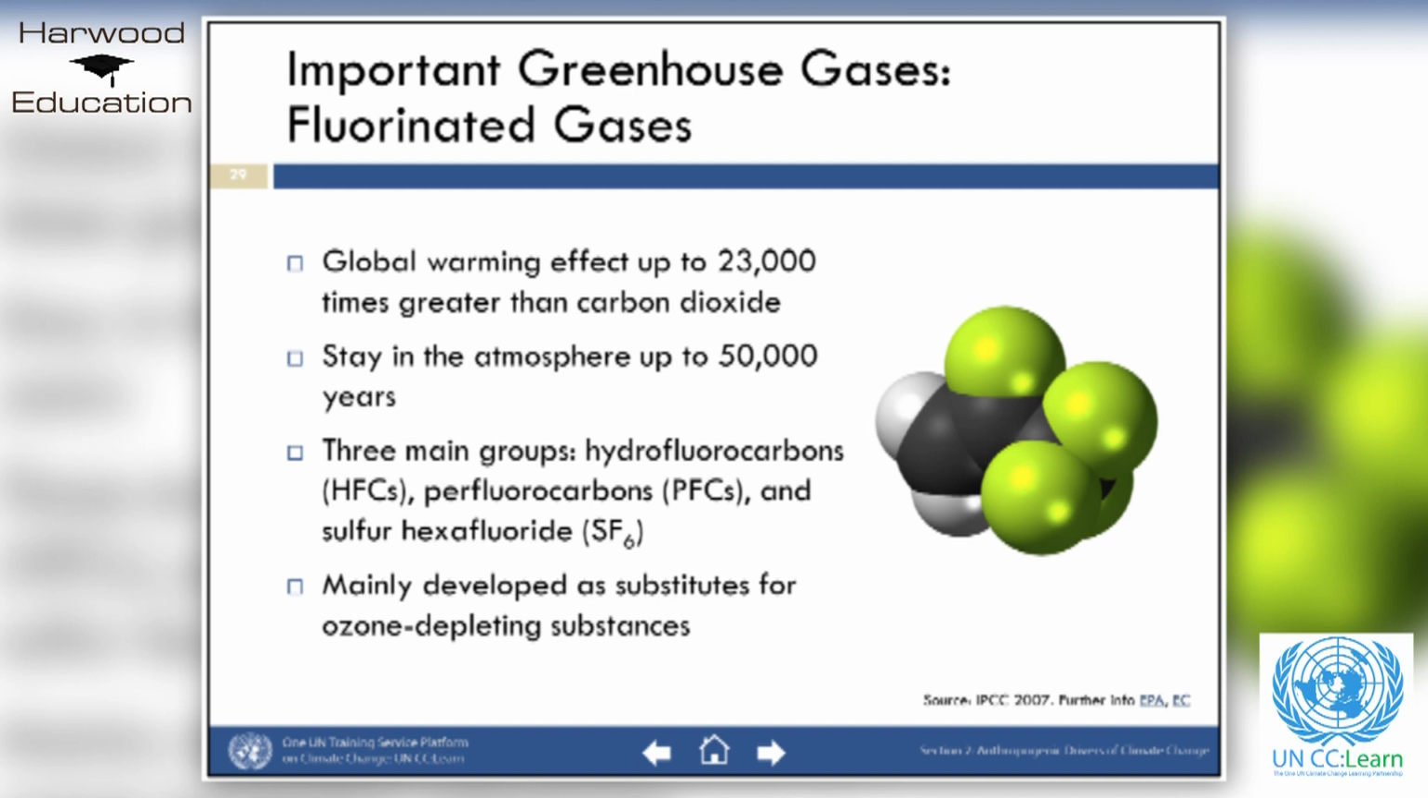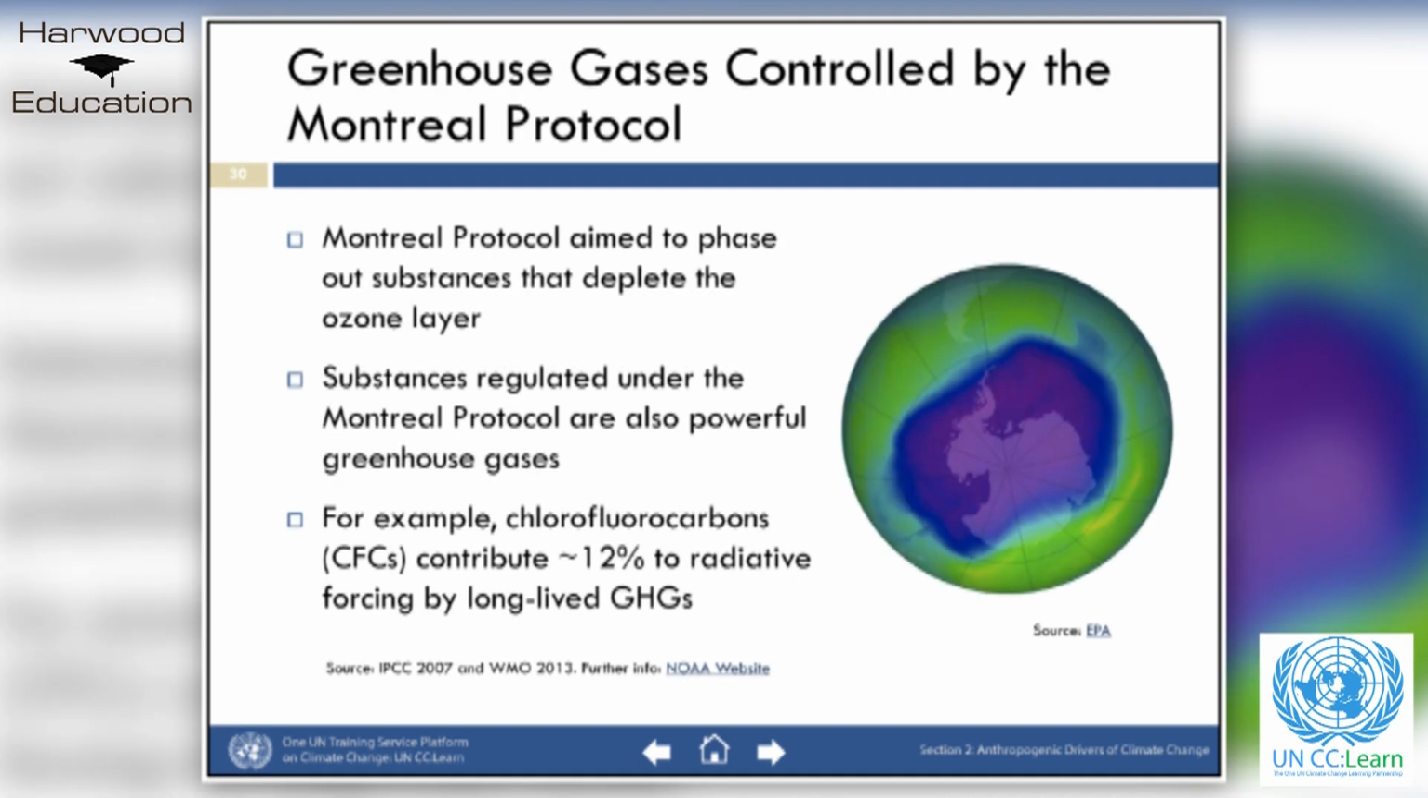In the past, PFCs were also used in fire extinguishers and can still be found in older fire protection systems. Sulfur hexafluoride, SF6, is used mainly as an insulating gas in high voltage switchgear and in the production of magnesium and aluminium. Greenhouse gases controlled by the Montreal Protocol.